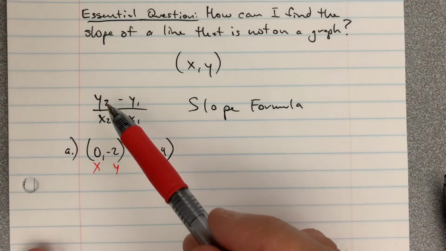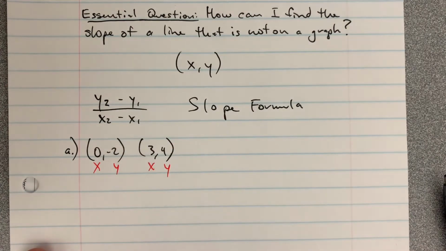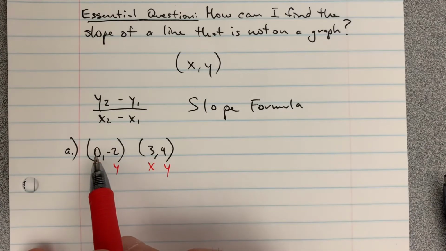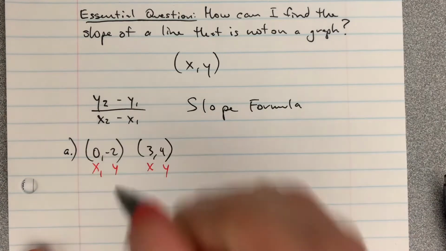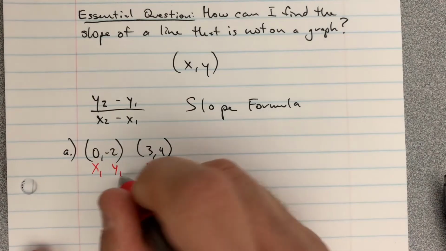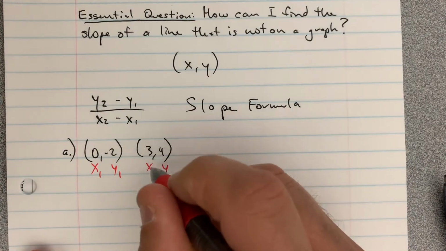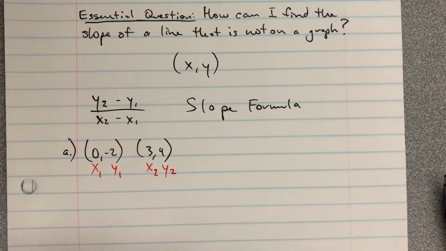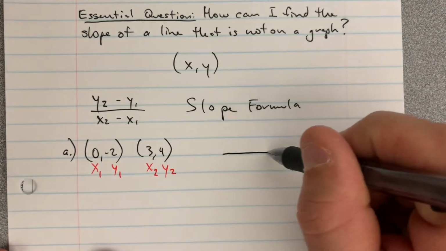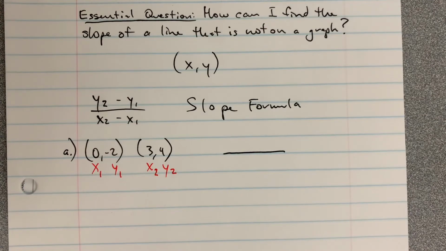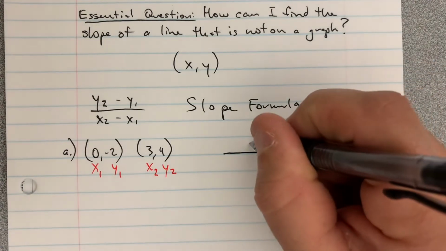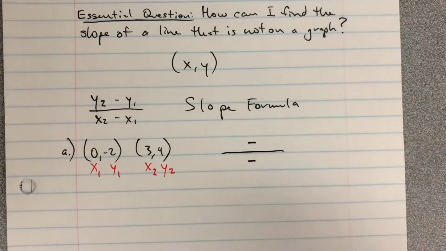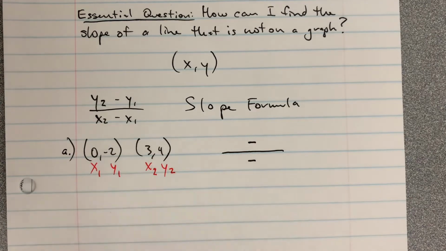But our formula has y2 and y1, x2 and x1. This over here is the first x in our ordered pairs, so that becomes x1. This is the first y, so that's y1. This is our second x, so that's x2. This is our second y, that is y2. So now, I'm going to put that information into our fraction. I always know I'm gonna have 2 subtraction signs, and it's gonna be a fraction here. So I just need to take these numbers and plug them in correctly.